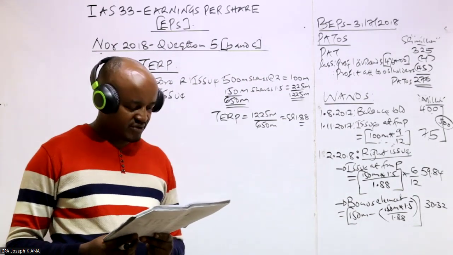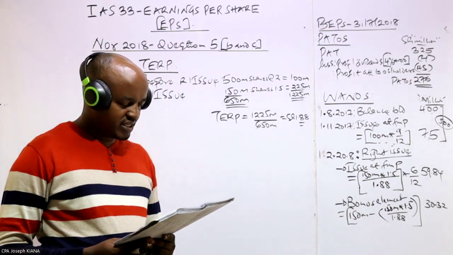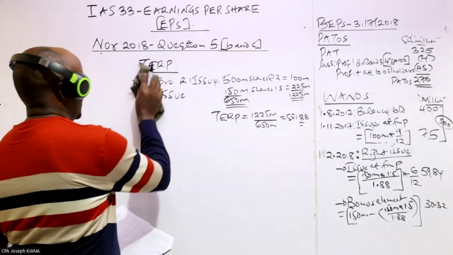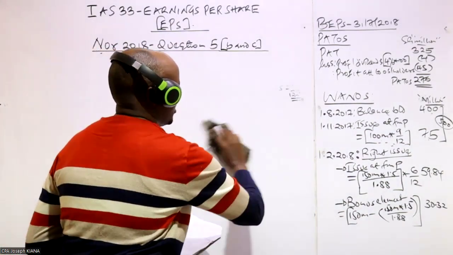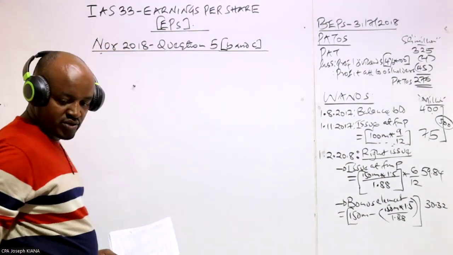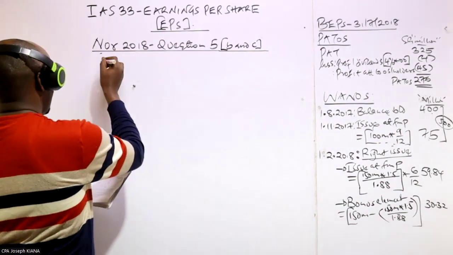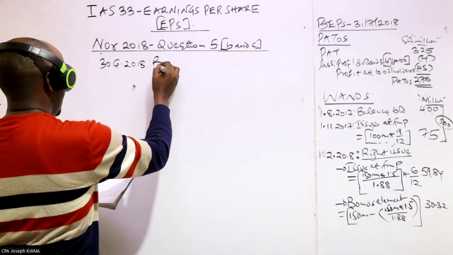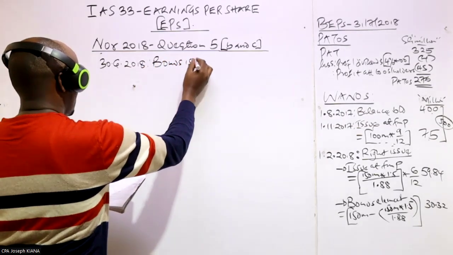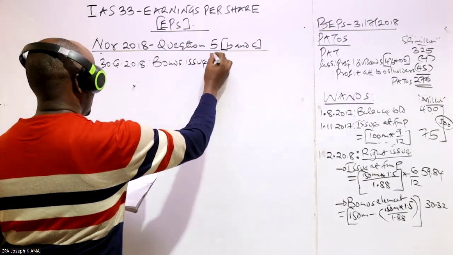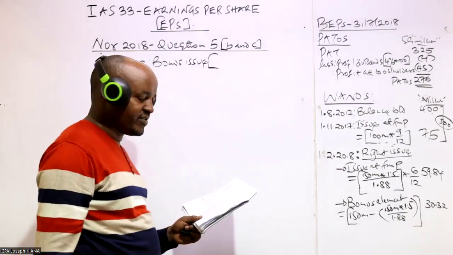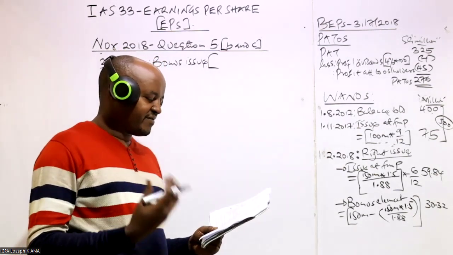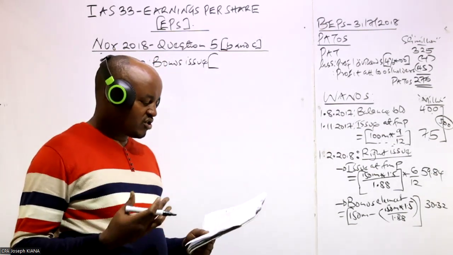Finally, note number 3, we are told that on 30th of June 2018, this company made a bonus issue. So let's deal with that. Bonus issue, remember, these are shares which are issued by the company free of charge. And actually, we are told the company made a bonus issue by capitalizing 135 million shillings of the retained earnings.